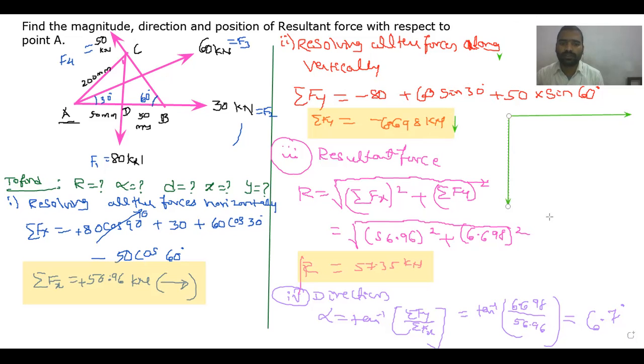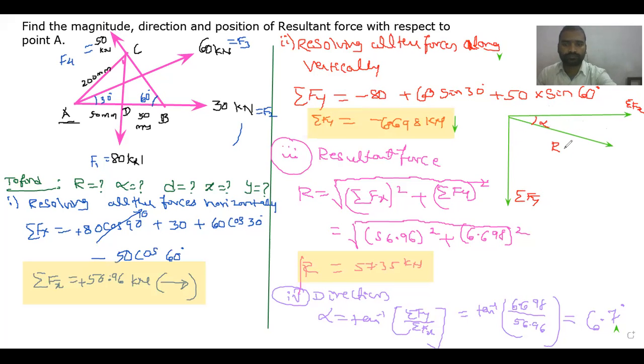Next, your resultant force is making an angle of 6.7 degrees. So this is the value of alpha, this is the resultant force, this is sigma fx, and downward is sigma fy. So this is how you have to represent it. It is in the fourth quadrant: sigma fx is positive, sigma fy is negative.